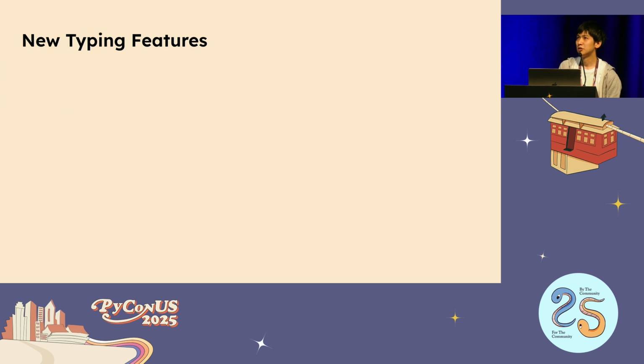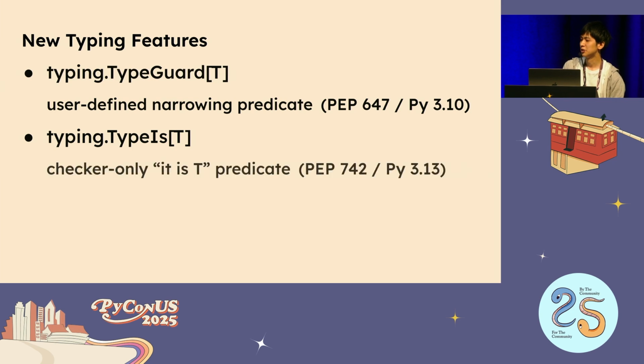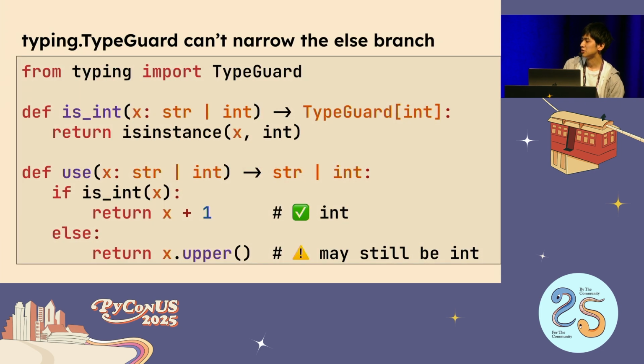So I have some favorite new typing features. The first, TypeGuard: a user-defined narrowing predicate from Python 3.10. And typing.TypeIs: a checker-only "is T" predicate from Python 3.13. And typing_extensions, this is a library, we can use this in old versions. Yeah, let's see the detail.